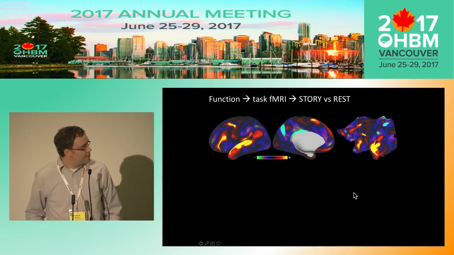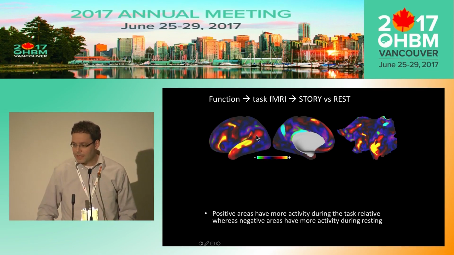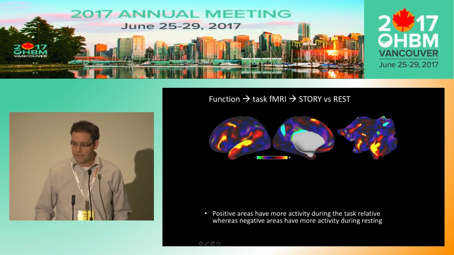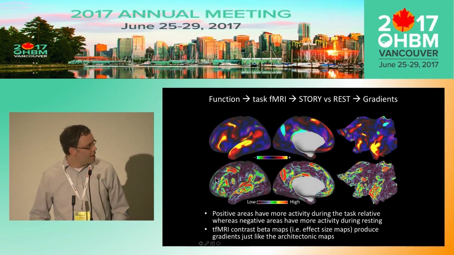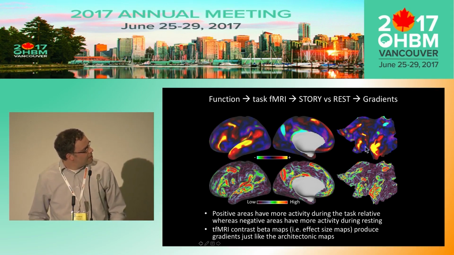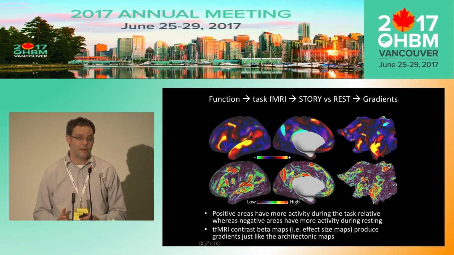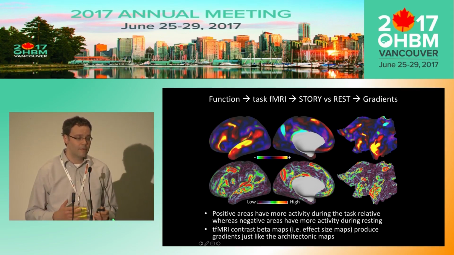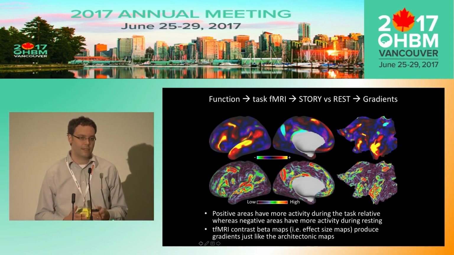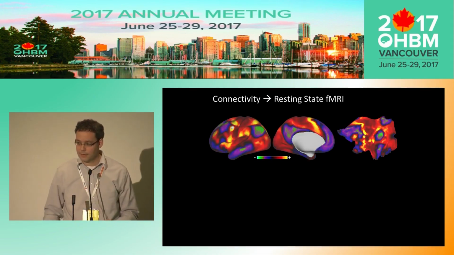You can do the same thing with task-based functional MRI. Here the subject is either listening to a story versus just resting in the scanner. The positive areas have more activity in the task, whereas the negative areas have more activity at rest. And you can use the same gradient-based approach on task fMRI data. I'll make one important note here. Here we use the effect size maps. These are not p-values, they're not z-statistic maps, they're not dependent on the amount of data you have, they're not dependent on the level of the noise, they're basically like a percent BOLD change map. And I think that's really what you would want to use for parcellation. You want your boundaries in the brain to be based on where the actual biological effect is changing, not necessarily where the statistics change.